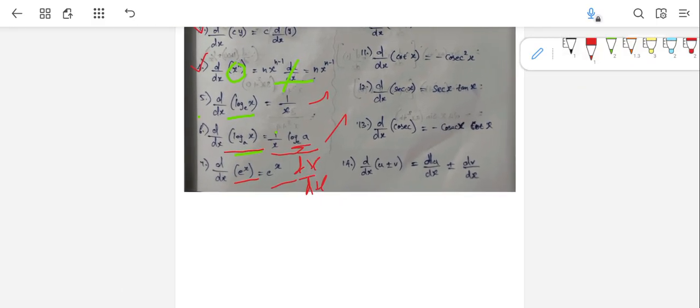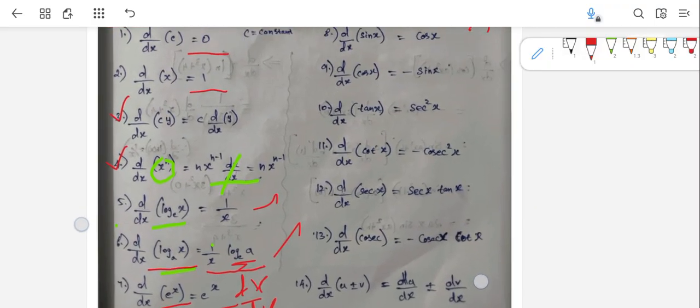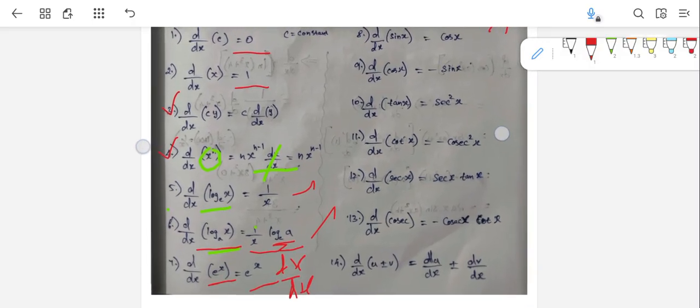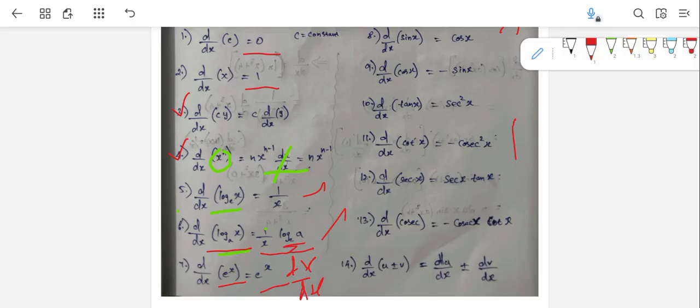So e power x, okay, fine. Instead of e power x, if you have some other values, like e power 10x, e power 7x, something like that, then you again need to differentiate. Those things we can see while solving questions. So these are some basic formulas.